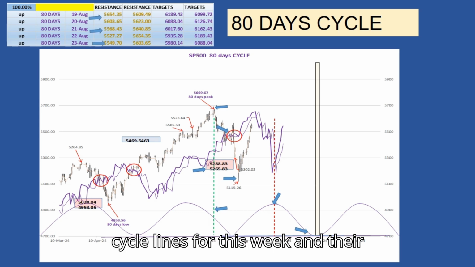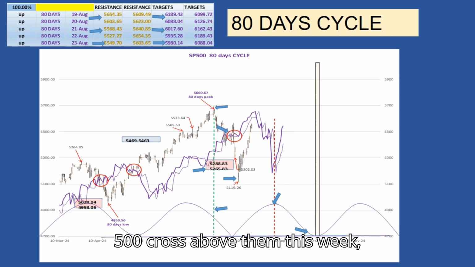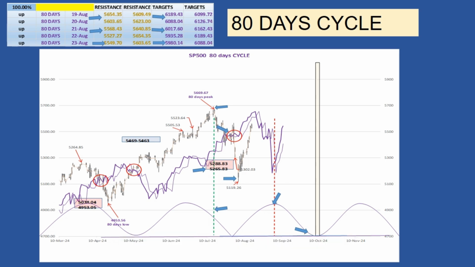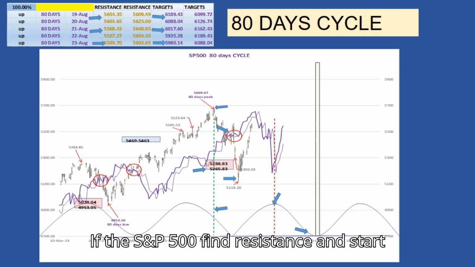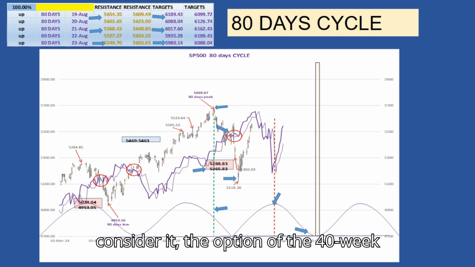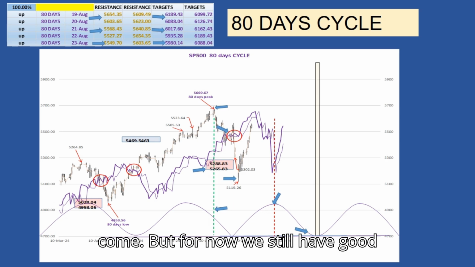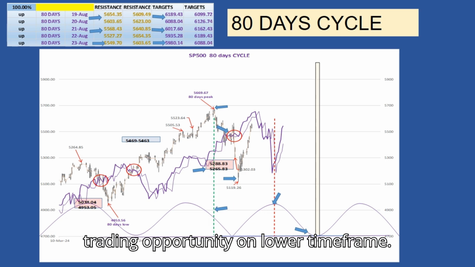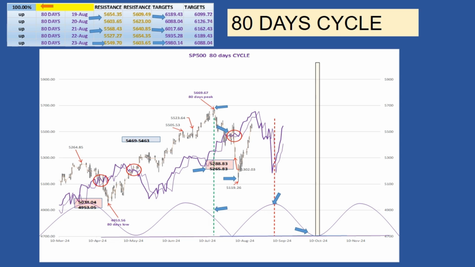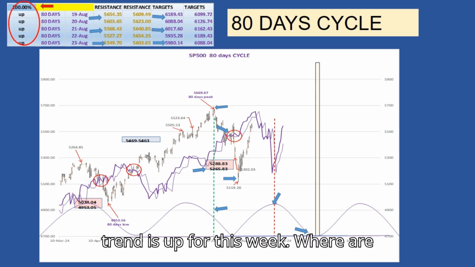Here are the cycle lines for this week and their potential target. If the S&P 500 crosses above them this week, and if the S&P 500 finds resistance and starts to decline sharply, then we can consider the option that the 40-week cycle low is not formed and is still to come. But for now, we still have a good trading opportunity on the lower time frame. The success rate is 100% and the cycle trend is up for this week.